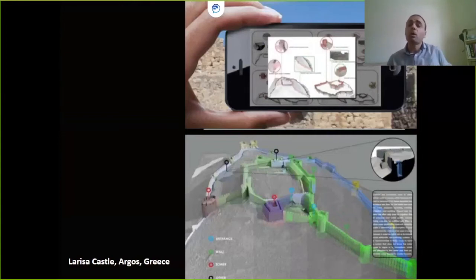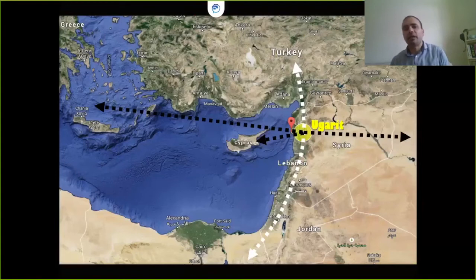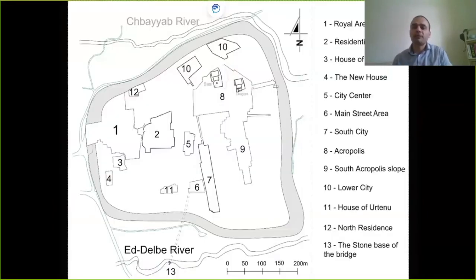But what about when we are going to do physical conservation? How can digital technology help in that and aid architects and conservators to establish the right approach? So I applied a very simple methodology, using simple CAD technology. I applied this methodology on the city of Ugarit, a Bronze Age site in Syria, as part of my PhD.